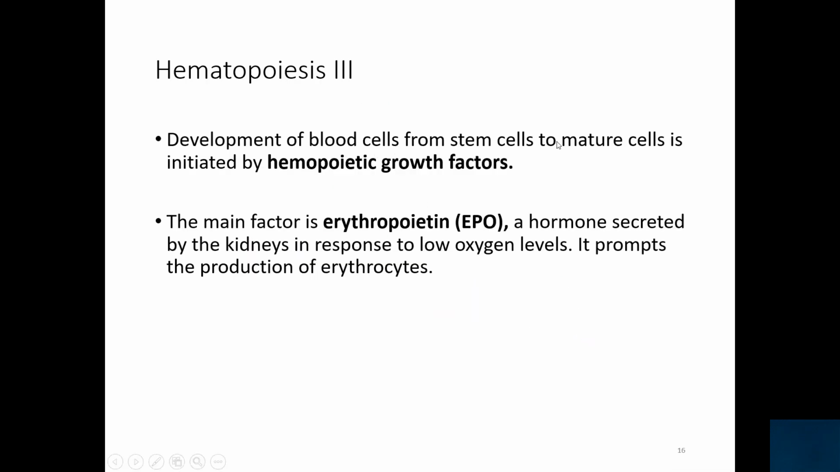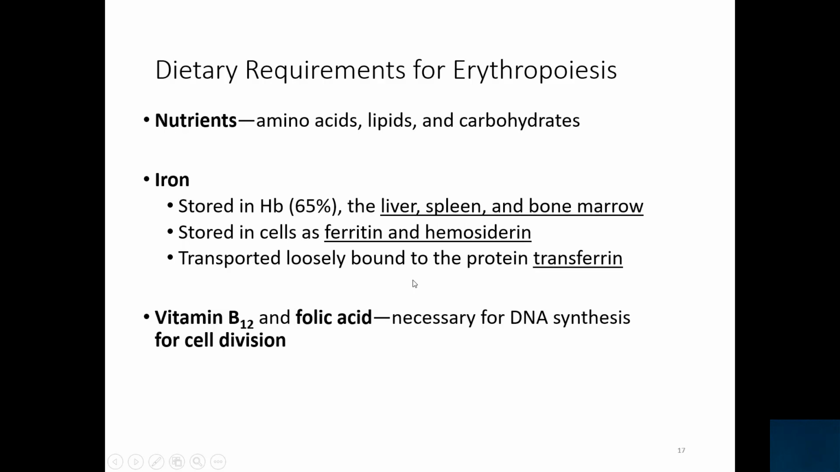Development of blood cells from stem cells is initiated by special chemicals called hemopoietic growth factors. For example, erythropoietin, or EPO, is a hormone produced by the kidneys. When special receptors in kidney tubules sense that blood going through the kidneys is poor in oxygen, it prompts the production of erythropoietin, which goes to the bone marrow and in its turn prompts the production of red blood cells, erythrocytes.